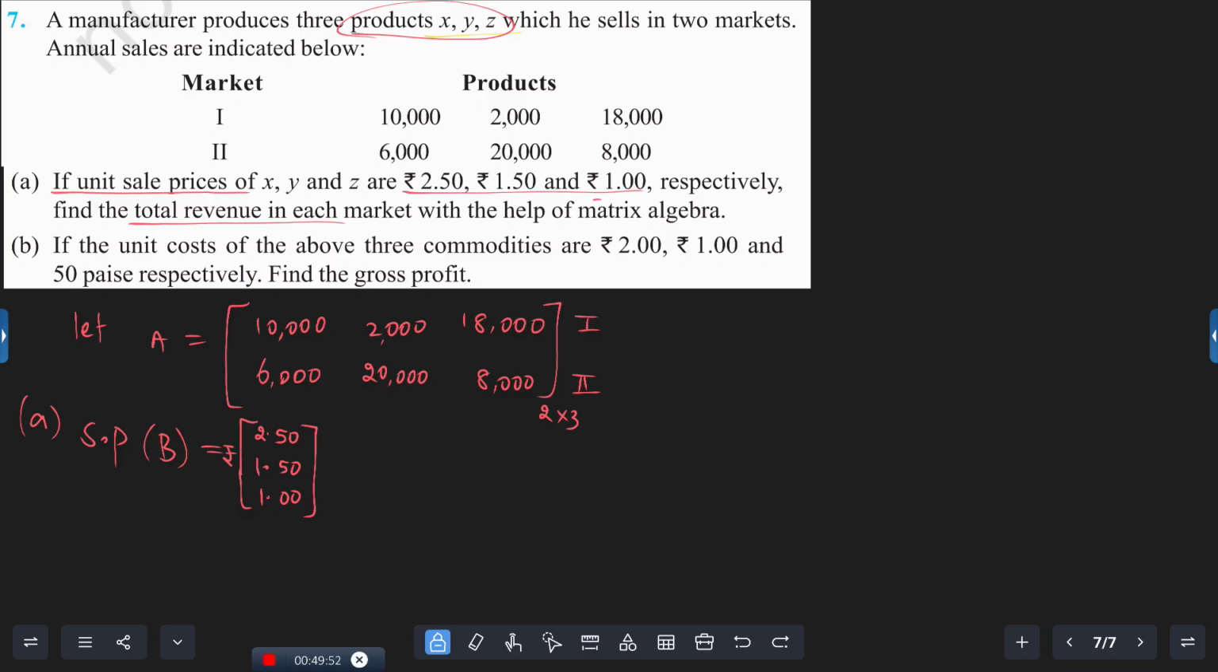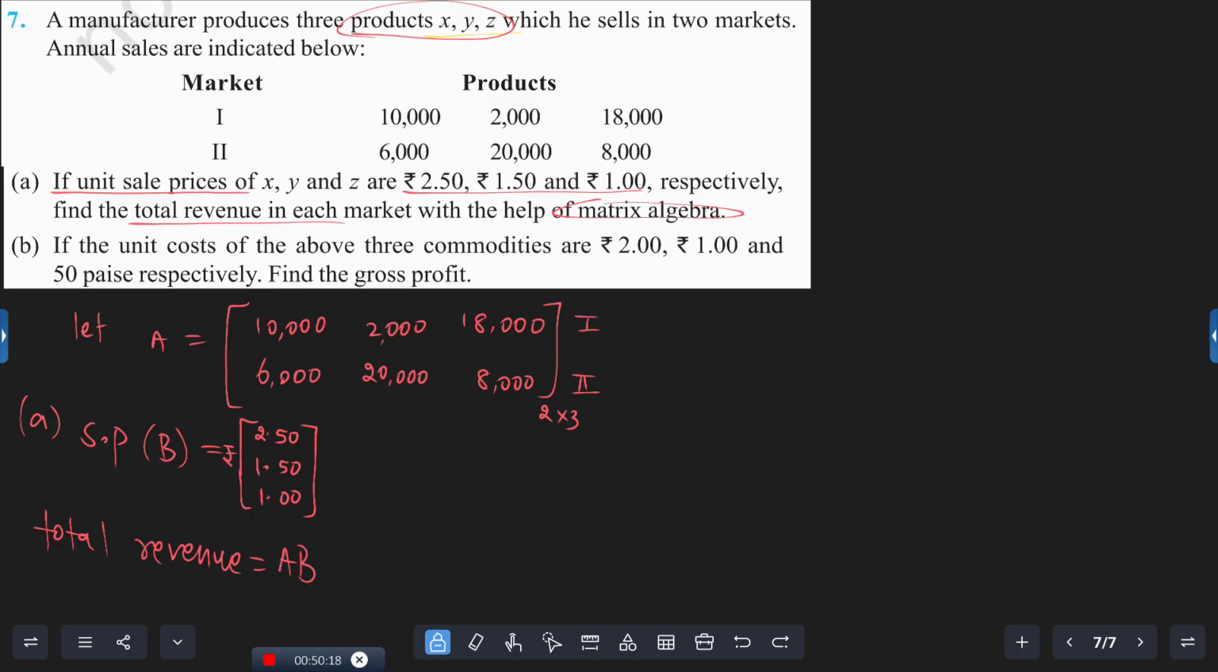With the help of matrix algebra, they are asking to find. Means what? Just AB, if you take the product, you will be getting the answer. Very simple. If you take the product AB, you will be getting the total revenue. So the total revenue is equal to the matrix product AB.